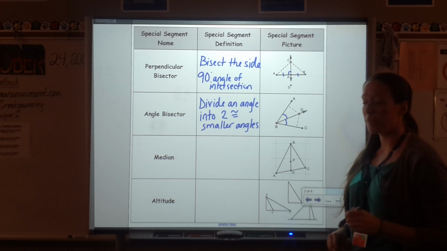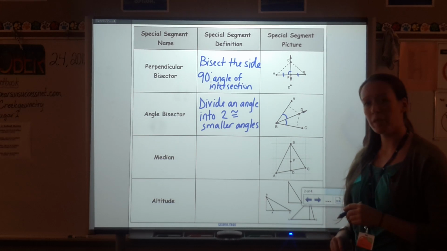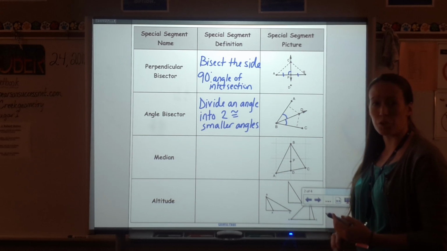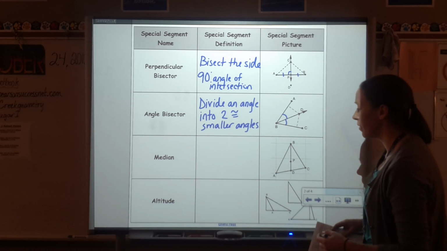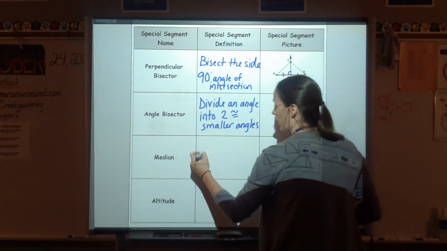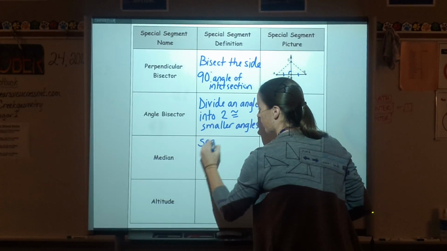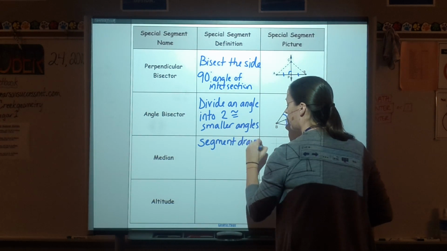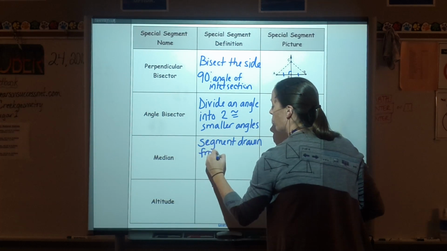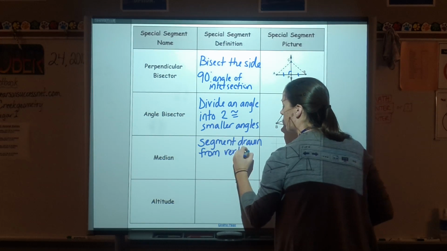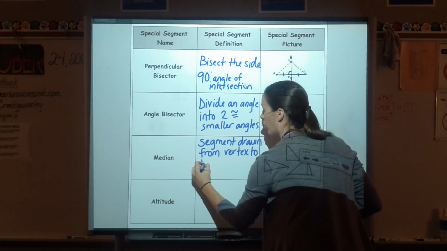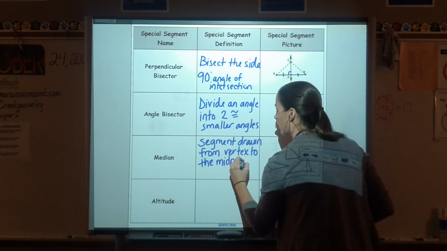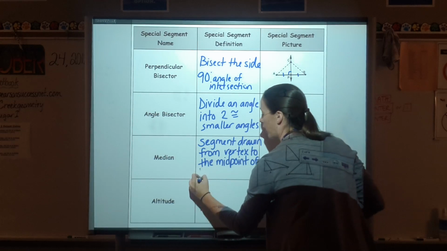The third type of segment is actually one that you saw in the benchmark, question 12, but you were given the definition because it was a new term. Okay? Let's go ahead and define that at this time. A median is a segment drawn from vertex to the midpoint of the opposite side.